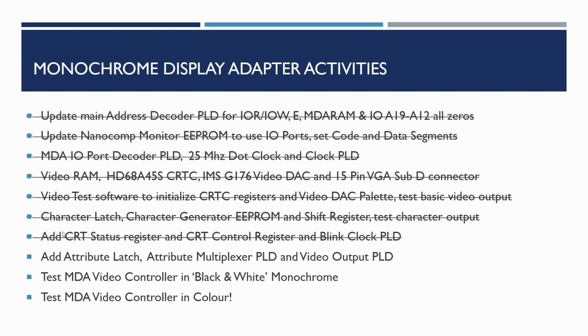So we've fitted the CRT status register, control register and the blink clock. I'm not going to do any testing of these at the moment. We'll do that as part of the next video where we're going to be adding the attribute latch, attribute multiplexer and the video output PLD, and that should allow us to get a fully working monochrome display adapter. Depending on how much time we have we'll do the black and white testing, and I suspect we'll need an additional video to do the colour testing.